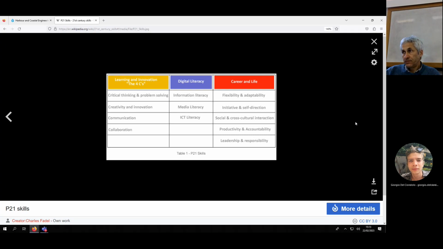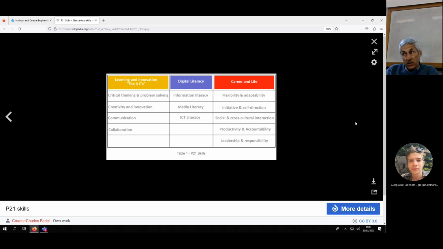And then there is creativity and innovation. Creativity is something that I didn't mention when I discussed what an employer seeks in a potential candidate. Creativity is one of the ingredients that employers really want to seek. Communication, I already spoke about it, and collaboration. I use the term teamworking as a synonym of collaboration.